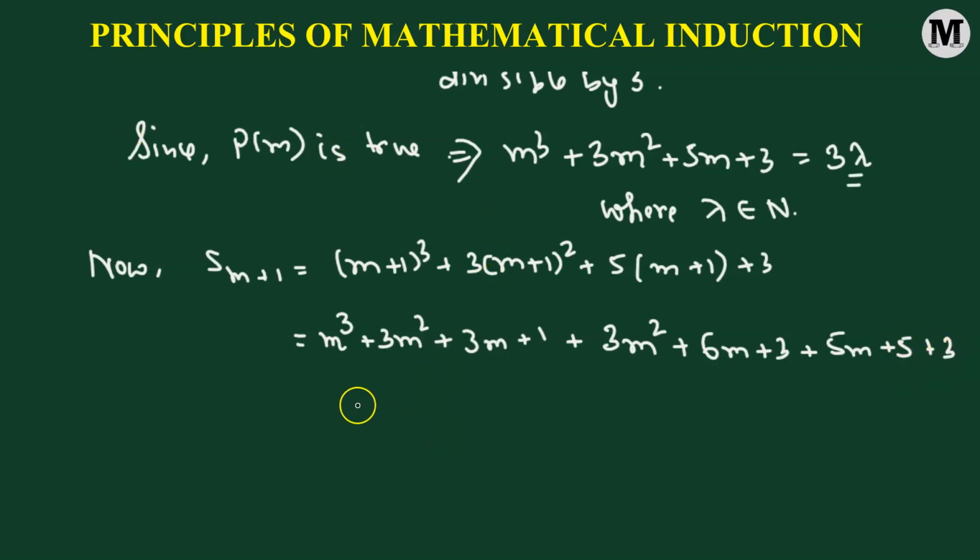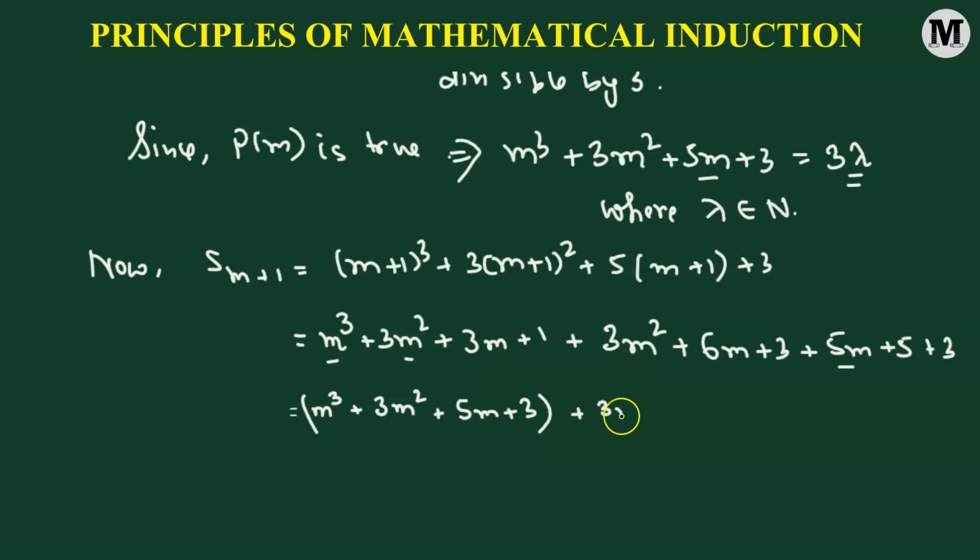Now we're going to combine some of the terms. First we consider the term m cube. Then we consider 3m squared, followed by 5m, and then we have 3. We are choosing these 4 terms specifically so that we can substitute them with 3 times lambda. Then we have the rest of the terms.